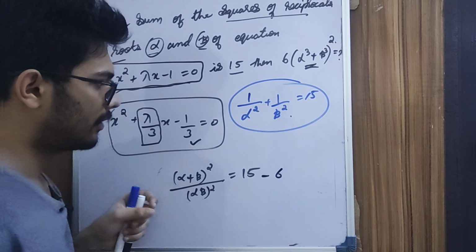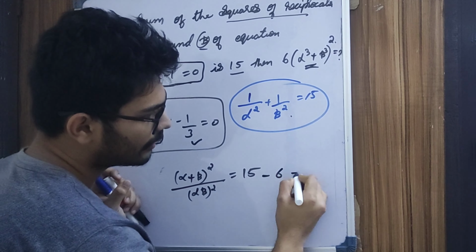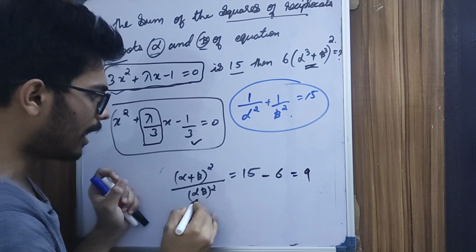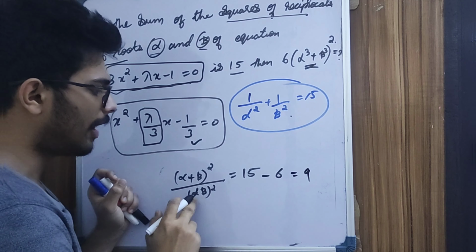Now we can see 15 minus 6, which will be equal to 9. So (alpha plus beta) the whole square divided by (alpha beta) the whole square is 9. What is alpha into beta?